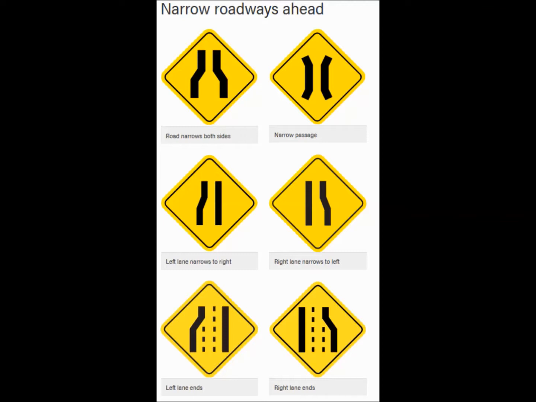On the left is a rectangle. On the right, there is a rectangle that is far at the bottom. In the center, it bends inwards, then goes forward again. Right lane narrows to left. Image description. A yellow diamond with a black border.